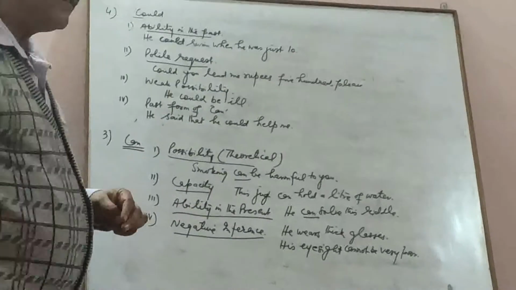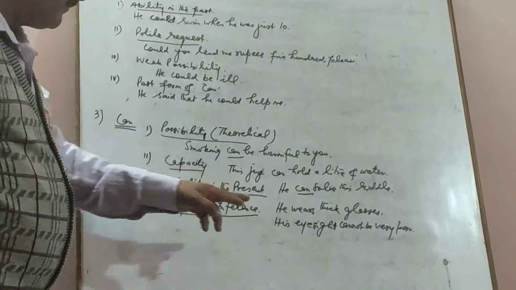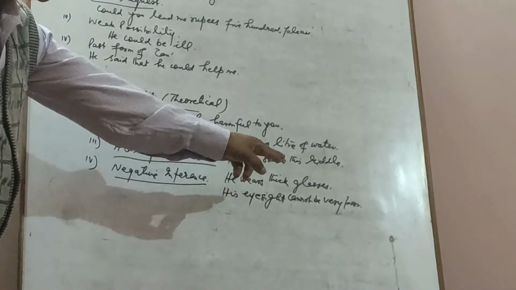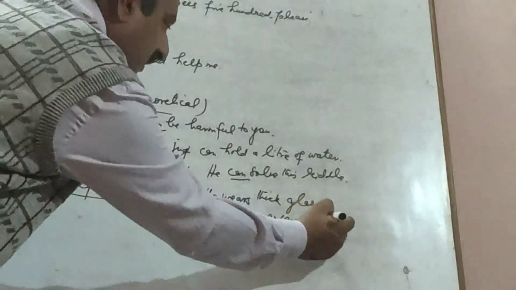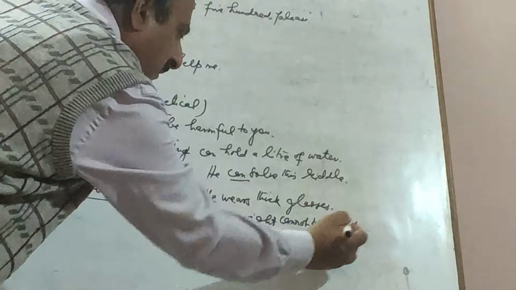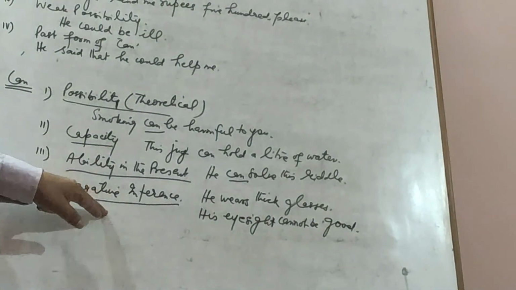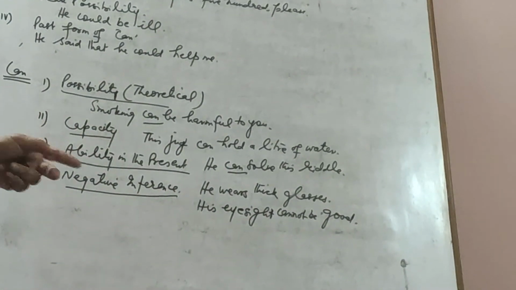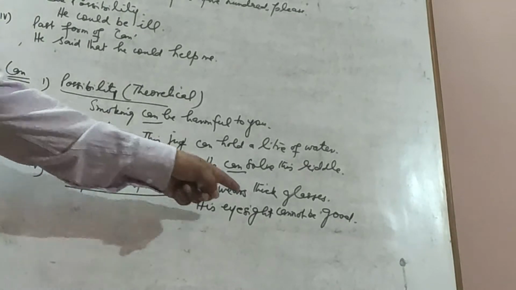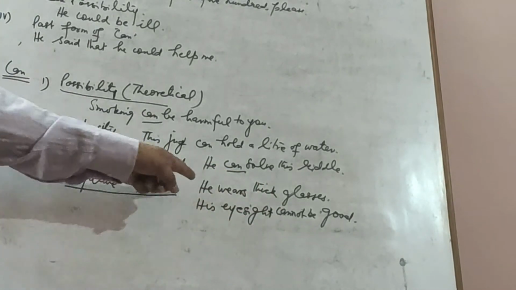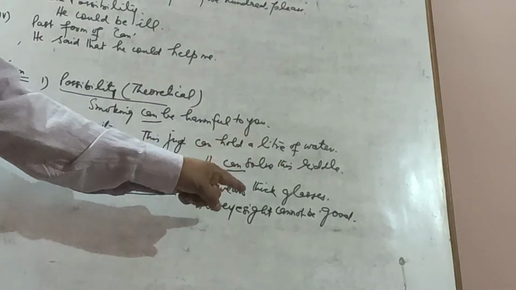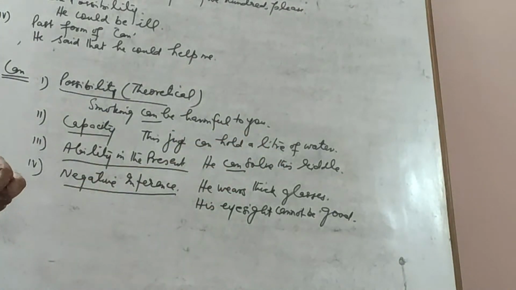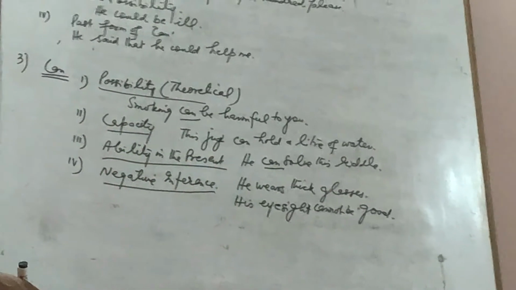For example, he wears thick glasses, and what conclusion do we draw? His eyesight cannot be good. This is negative inference. While we use must for positive inference, we use cannot for negative inference. He wears thick glasses. His eyesight must be poor for positive inference, and his eyesight cannot be good for negative inference.